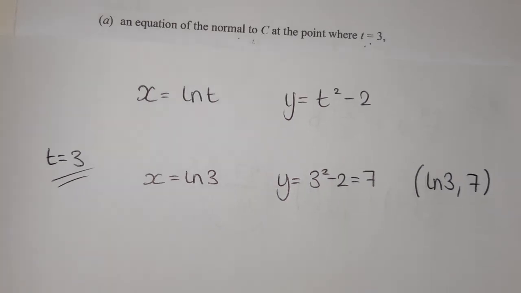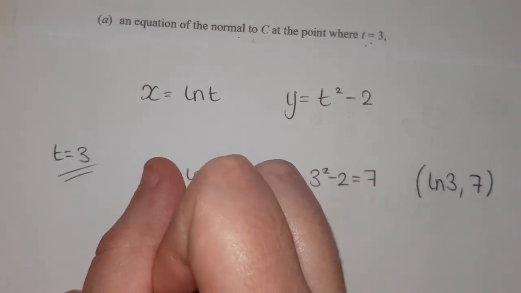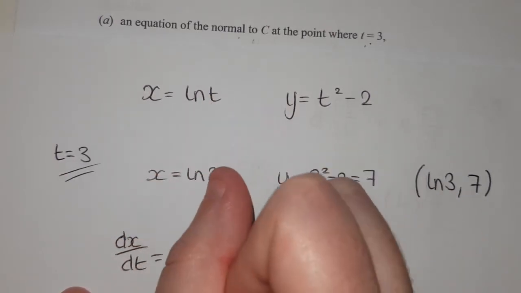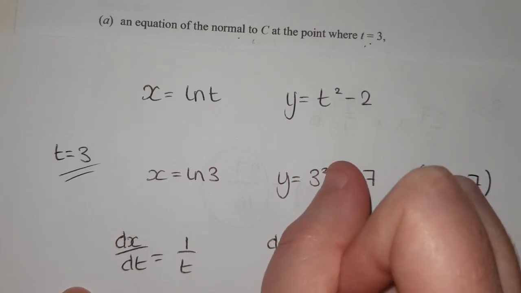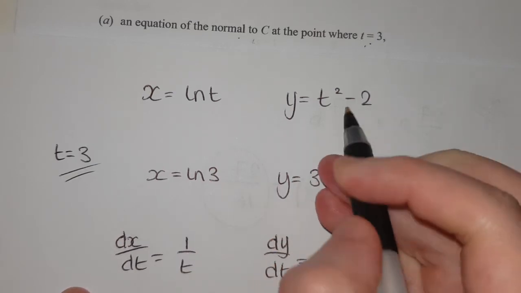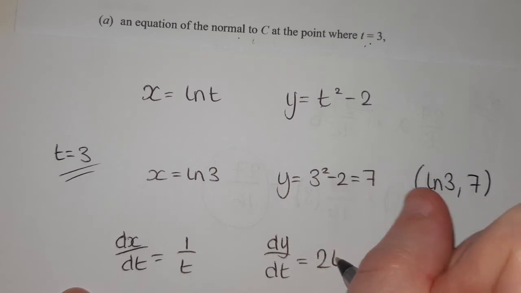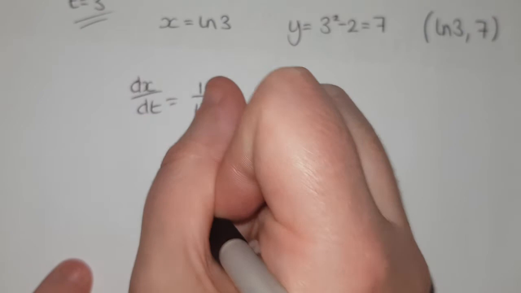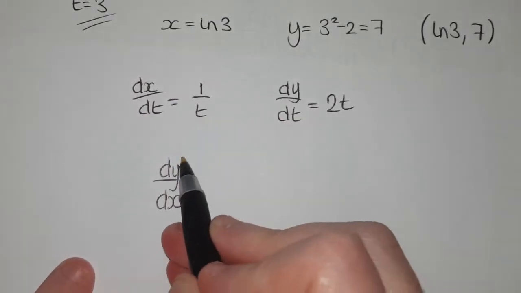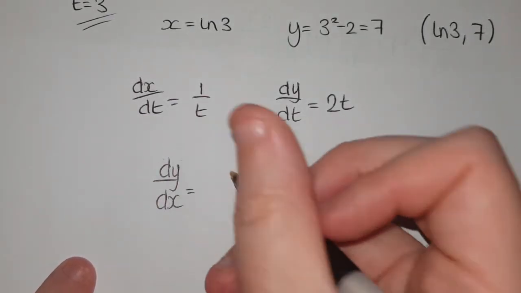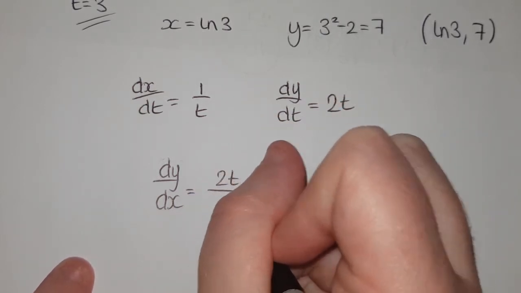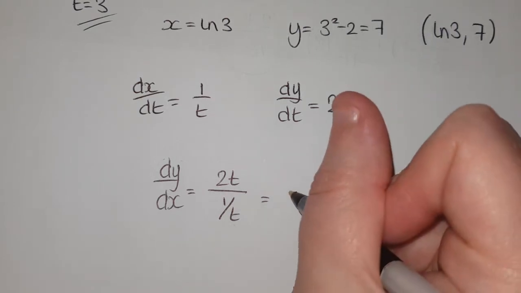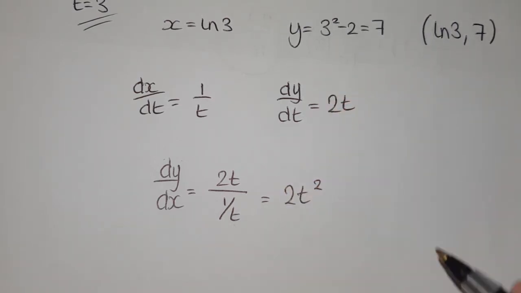Second part is we are differentiating. So we're going to find dx by dt. If I differentiate ln t, I get 1 over t, and we're going to find dy by dt. If I differentiate t squared minus 2, I just get 2t. That means my dy by dx is my dy term divided by my dx term. So I've got 2t divided by 1 over t. Now remember, when you divide by a fraction, you flip the fraction upside down and multiply. I actually end up with 2t squared.